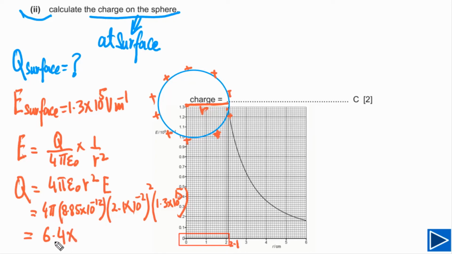So up to 2 SF, this is 6.4 times 10 to negative 9 coulombs. So this is the value of Q. So our final answer for this question is 6.4 times 10 to negative 9 coulombs. This is how we can calculate the charge at the surface of a sphere.